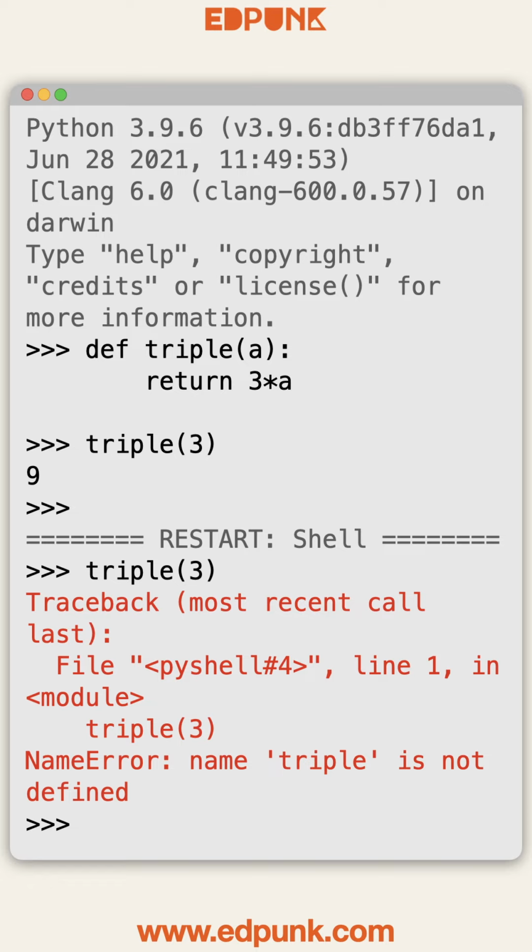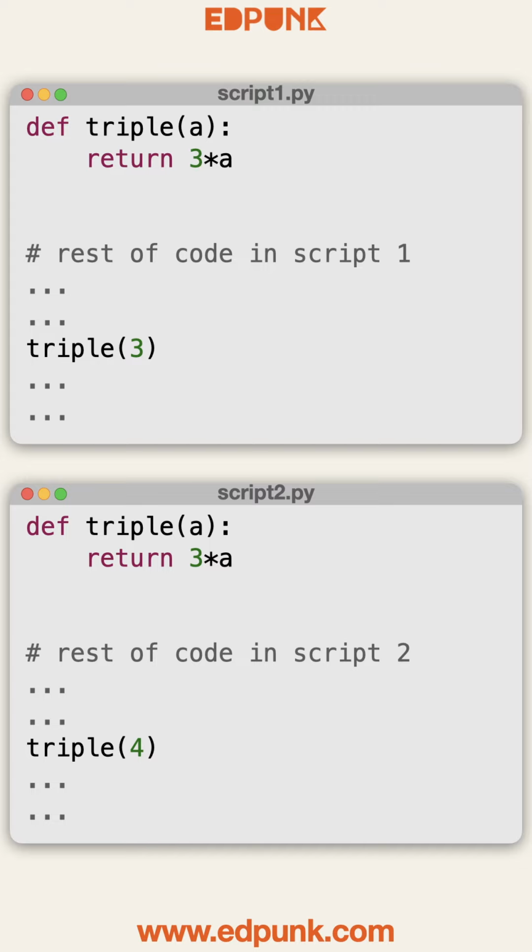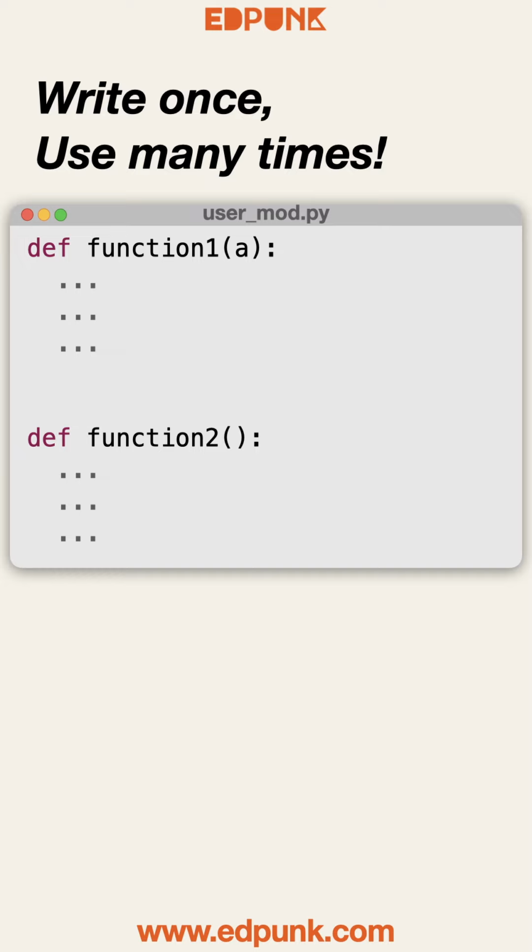To solve this problem, we can create a Python script with the function definitions at the beginning of the file, followed by the rest of the code which can use the defined functions. But this process is tedious and not manageable. What makes user defined functions powerful is that the programmer can write once and use many times.